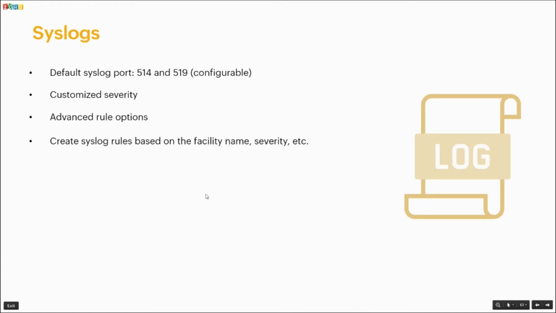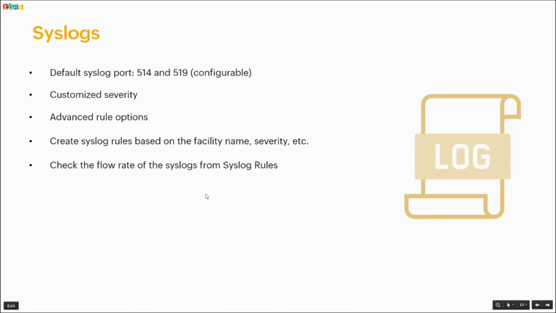Here, the incoming syslogs come to OpManager, and based on the rules which we create, which are called syslog rules, we raise the alarms. These syslog rules can be created based on the facility name, severity, and so on. Likewise, you can check the syslog flow rate of what is being received in OpManager, to know and avoid event log flooding based on the syslogs we receive.